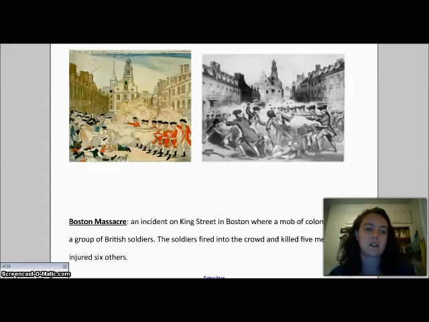One is the Boston Massacre, which, remember, happened on King Street in Boston, and we have this group of colonists who are taunting British soldiers. The soldiers end up firing into the crowd and killing 5 men and injuring 6 others.